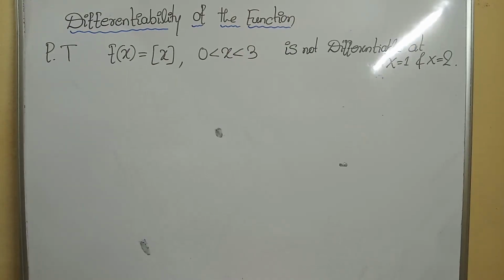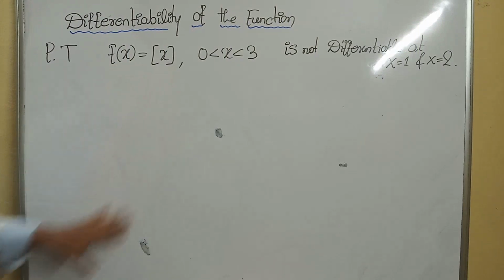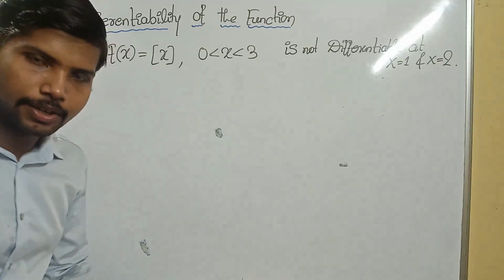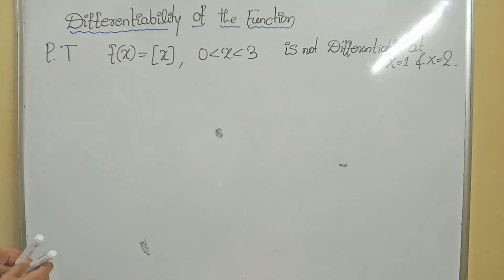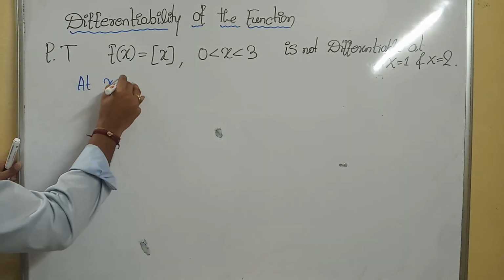It's the next question. f of x equal to greatest integer function x is not differentiable at x equal to 1. That we need to prove here. Okay now, at what point I need to define here? First at x is equal to 1.